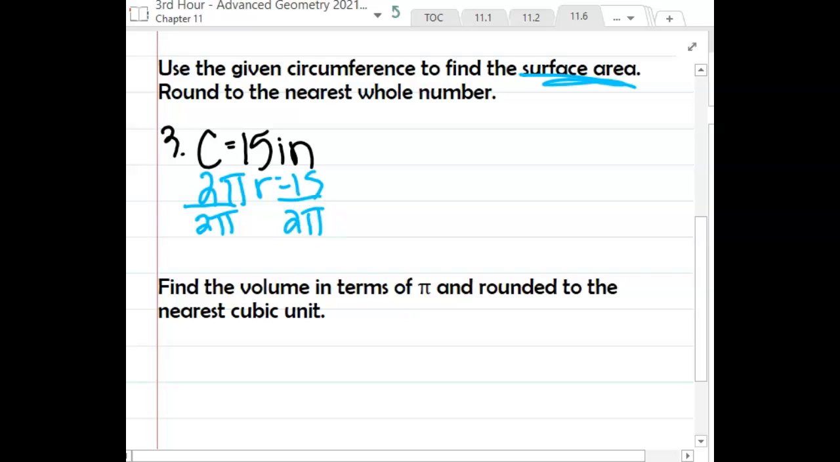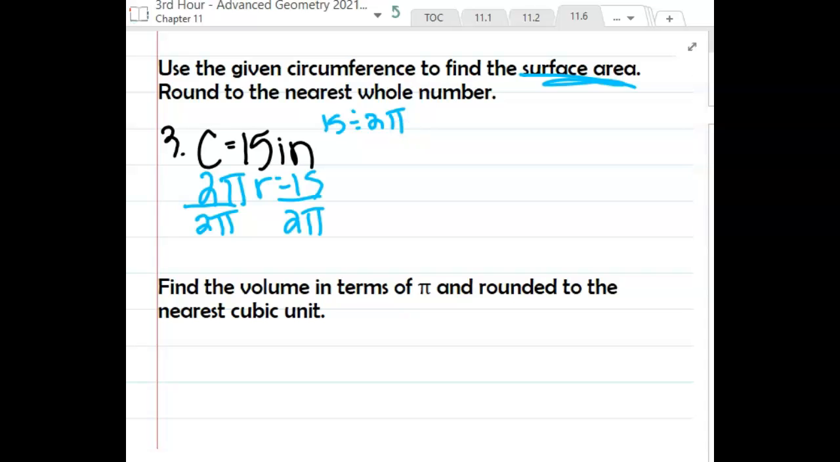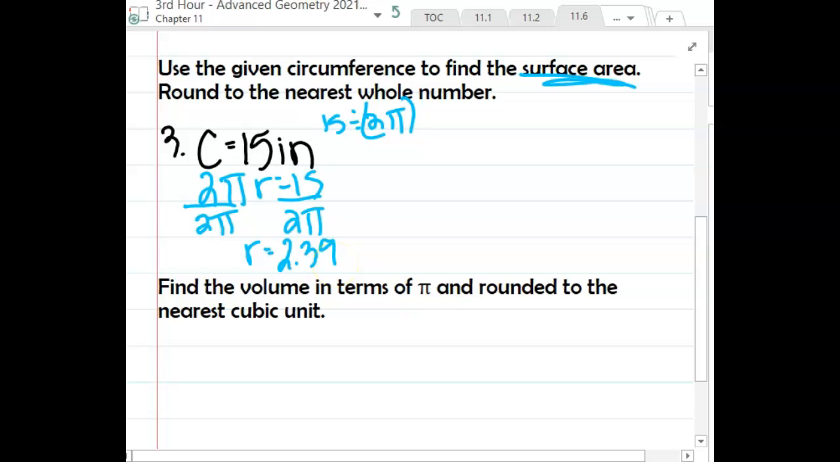Now, you need to be really careful here because in your calculator, if you take 15 divided by 2 pi like this, it's not going to give you the right answer. Your calculator is going to take 15 divided by 2, then multiply that by pi. That's not what I want to do. So, in your calculator, either find out what 2 pi is and then 15 divided by that, or put 2 pi in parentheses. Either way, we should end up with a radius of 2.39-ish. You're going to have to round there.